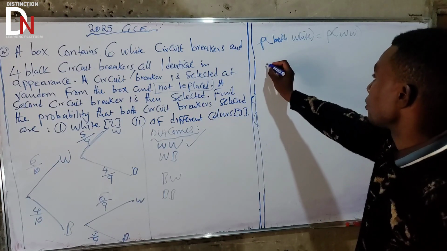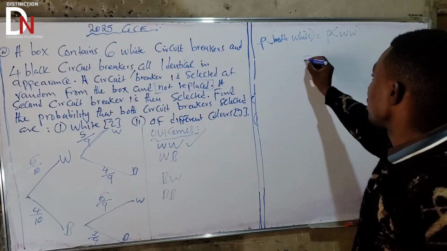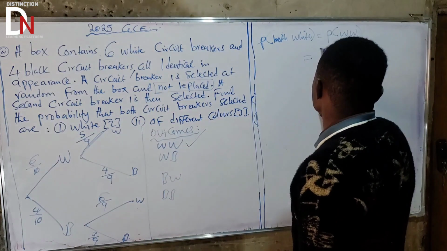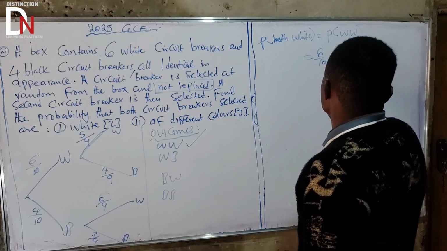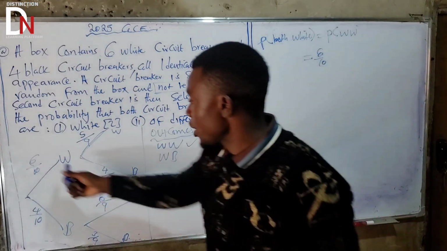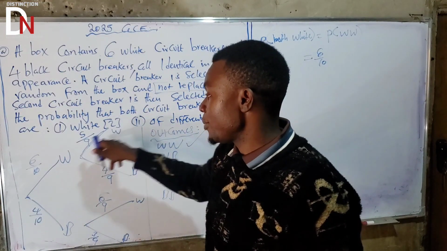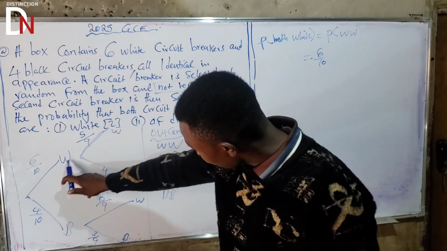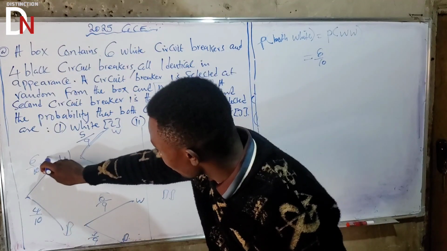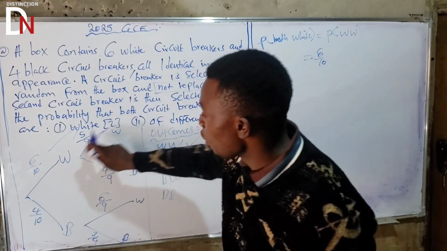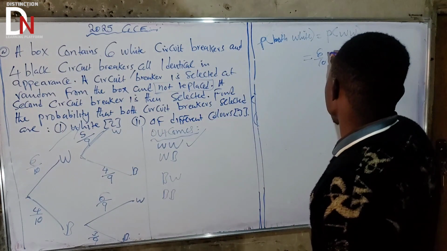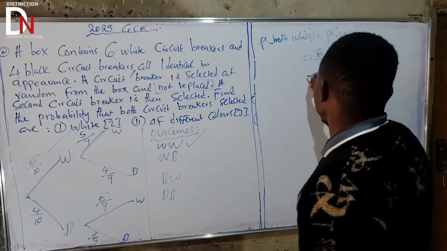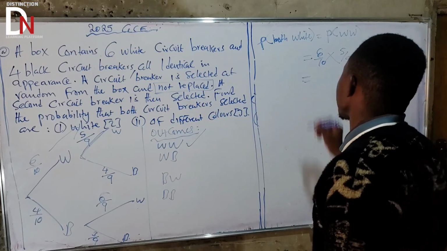And I can now substitute. So for white, I have 6 out of 10. Okay. Then, if you are going across, you multiply probabilities. But if you are going below, you add. If you are going across like white, going across like this, you multiply probabilities. So I'll multiply this by, this is 5 out of 9, okay, like that.